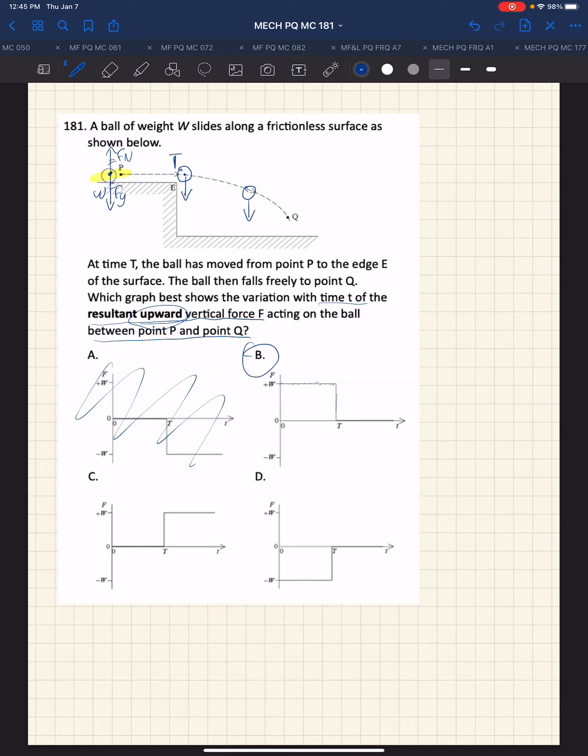We'll consider the others. We have 0 upward force, and then an upward force instantiates. That's not true. And then in D, we have a negative force that becomes 0. That, again, is not true. We're not starting out with a negative positive force. So that's why we have choice B.